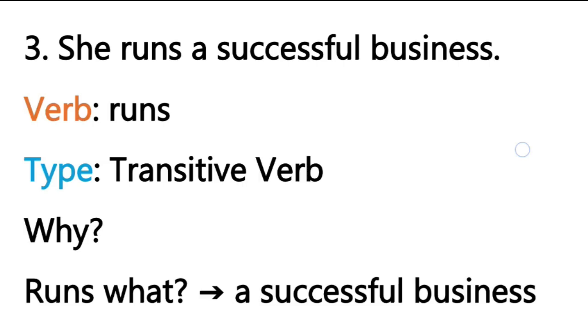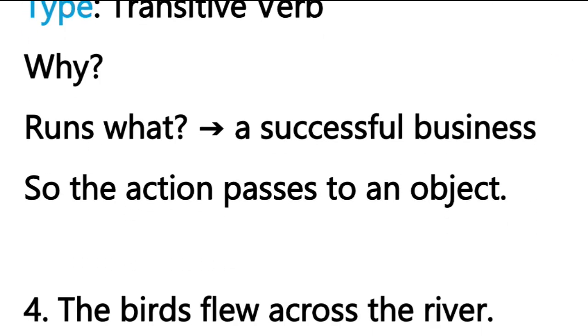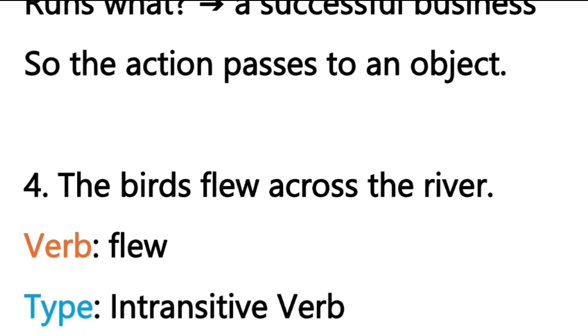The verb over here is runs and the type is transitive because it has an object, which is a successful business. Also, if someone asks runs what, they will get the answer a successful business. So since you're getting the answer, it will be transitive. So the action passes to an object.